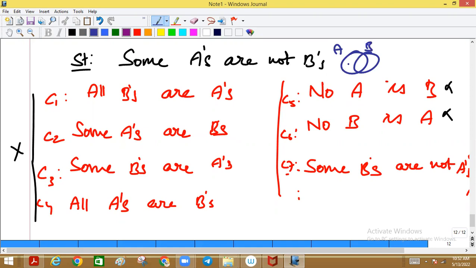Because I can clearly say that these A's are not B's. So in this case, is it correct? Yes or no? In this case, it is correct. But when I am saying that some A's are not B's, can I write like this? Obviously, these A's are not B's. If I draw like this, is this conclusion correct or wrong? Obviously, it is wrong.